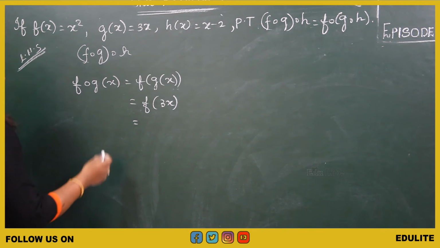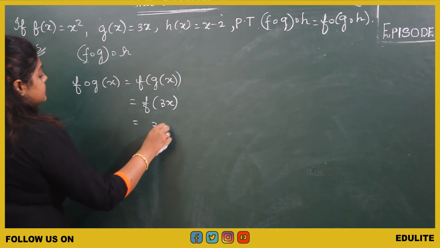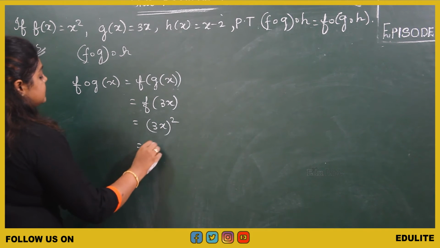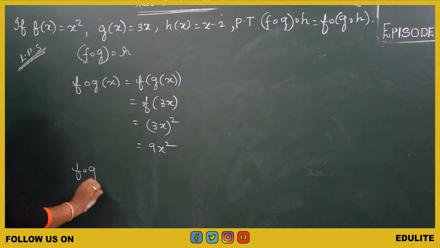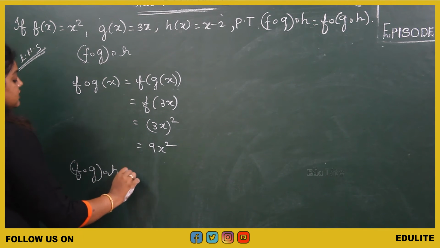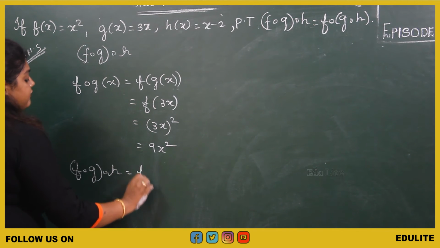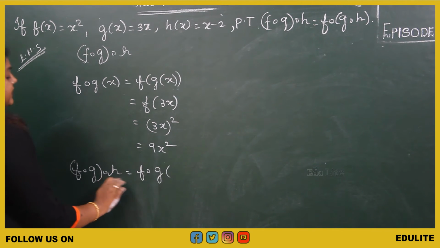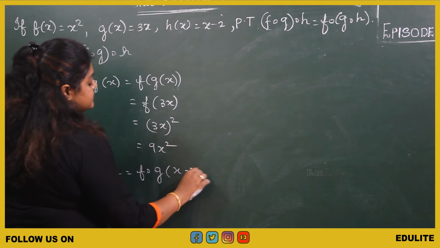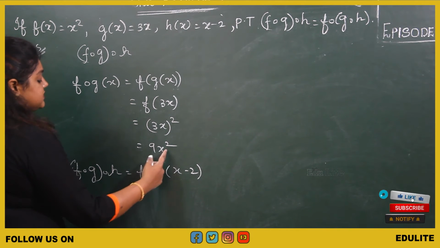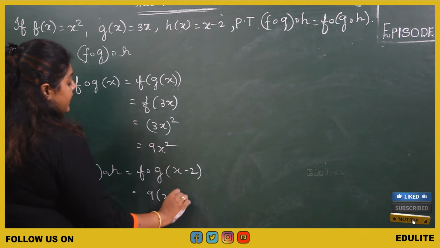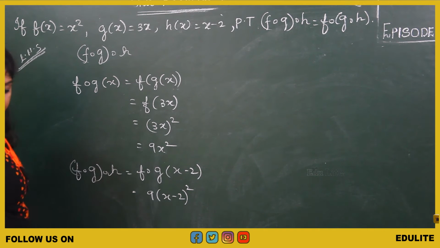Instead of x we have to substitute 3x. So 3x whole square will give us 9x square. Next, f composite g composite h. So f composite g of h of x, where h of x is x minus 2. Now we have to substitute x minus 2 in this f composite g function. It will give us 9 into x minus 2 squared.